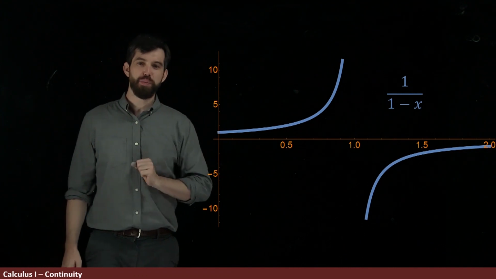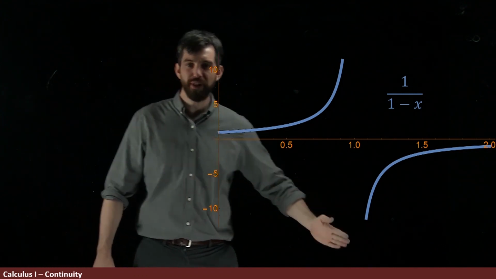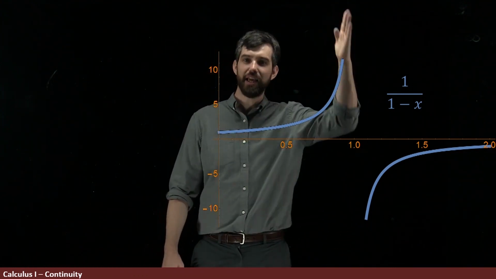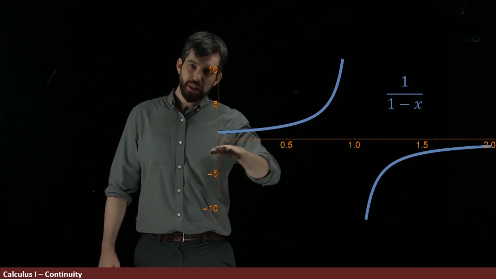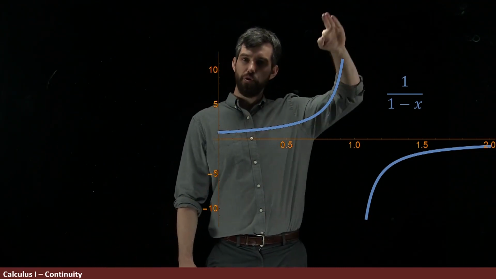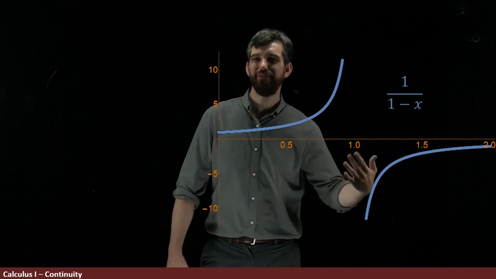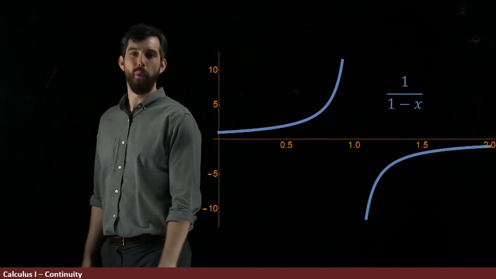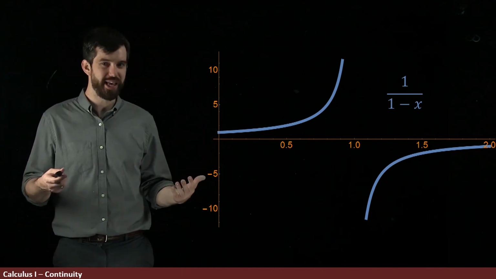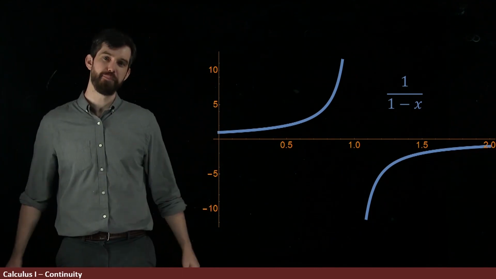All right, let's carry on. We've seen this example before. This has a vertical asymptote. It's got this gigantic infinite spike here. The limit from the left is going to positive infinity. The limit from the right is going to minus infinity. And the function's not even defined at 1. So it's not at all the case that the limit and the function value are the same.